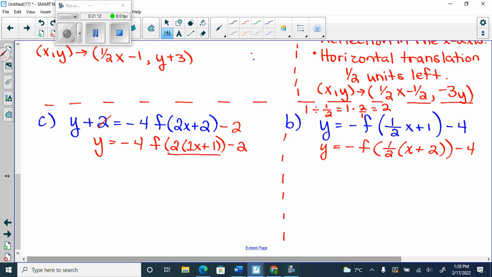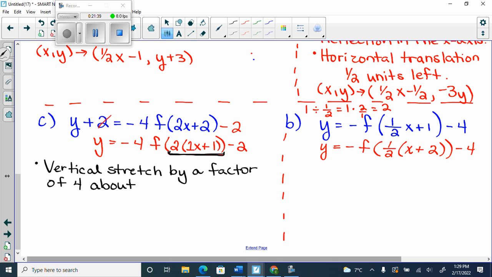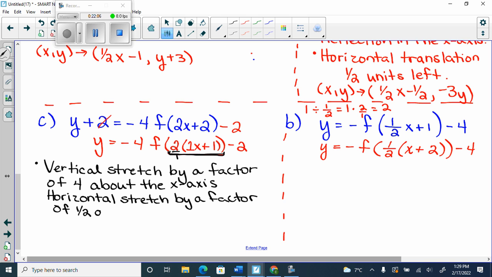Do I have any stretches? Yeah. The moment I have a 4 sitting in front and a 2 sitting in front, I have stretches in both directions. So I have a vertical stretch by a factor of 4, not negative 4, because the negative is a reflection, by a factor of 4 about the x-axis. I have a horizontal stretch by a factor of what? Yep, because it's a 2 over 1, right? I'm going to flip it. I have 1/2 about the y-axis.